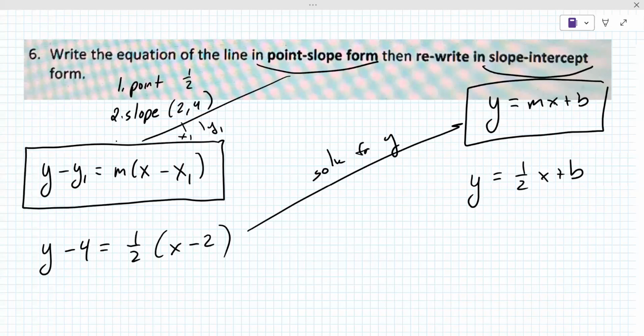Okay, so that's up to you. Do you have a preference here? I mean, either way is good. I'm just asking. Let's solve for y.